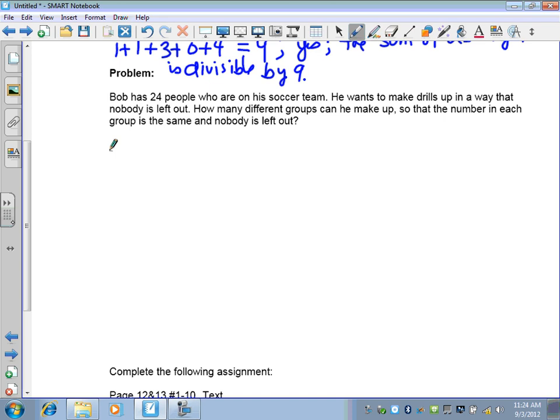Well, I'm going to help you with the first one. We can make groups of 1. That means that everybody would have a soccer ball and they're all doing a drill by themselves. And in this way, there's nobody left out. What about groups of 2? Try that one. And I want you to go down until you fill out all the numbers. So pause the recording and find out how many groups can be made up.